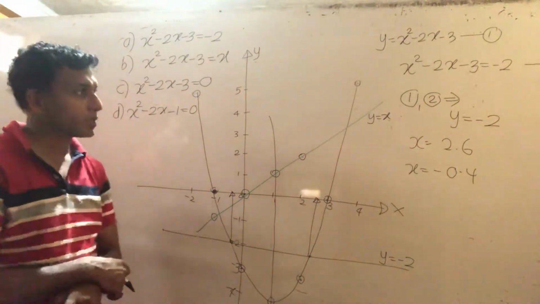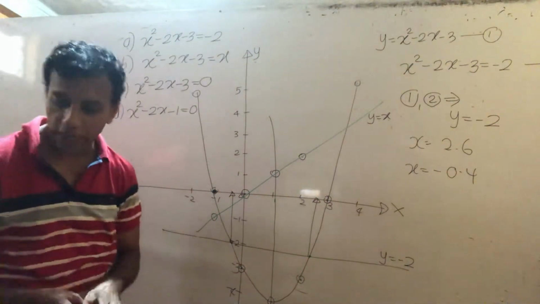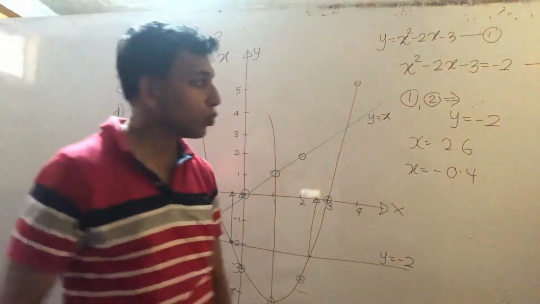Okay, we'll see the second solving: x square minus 2x minus 3 equal x.